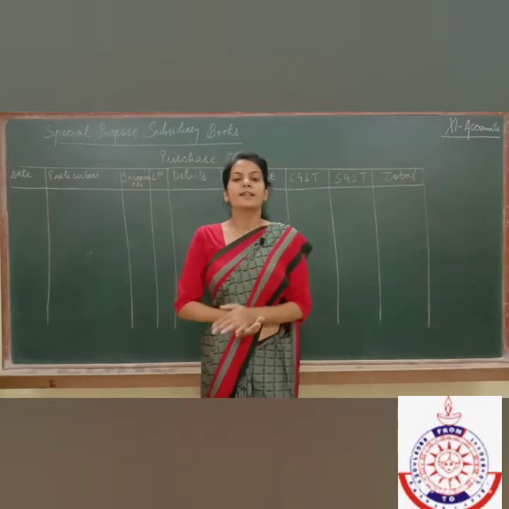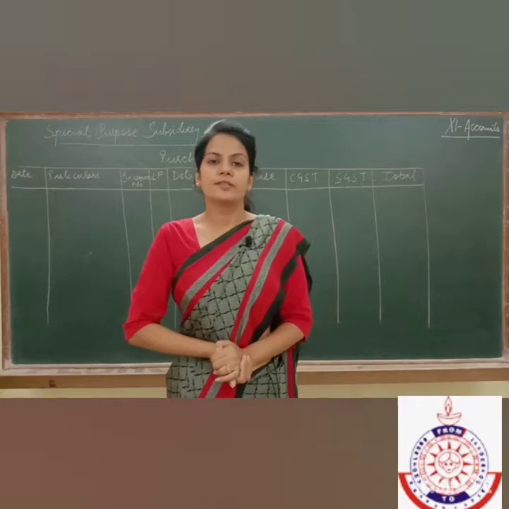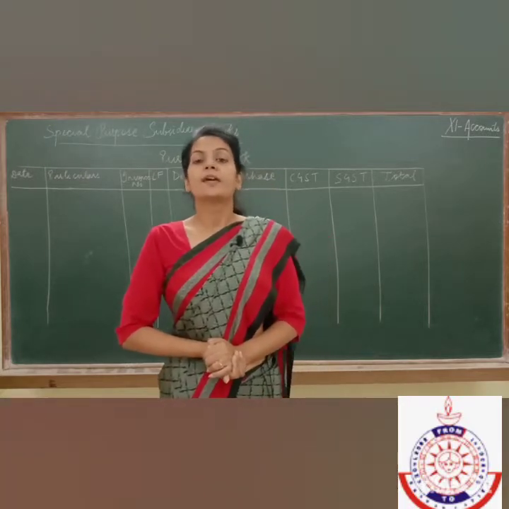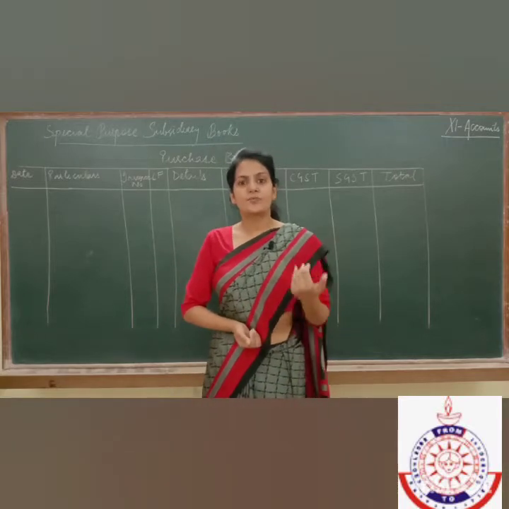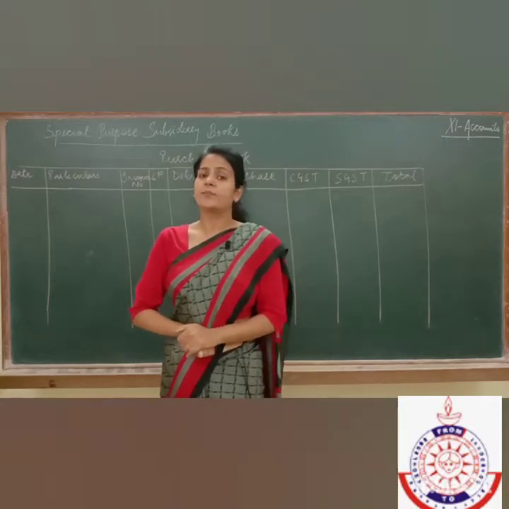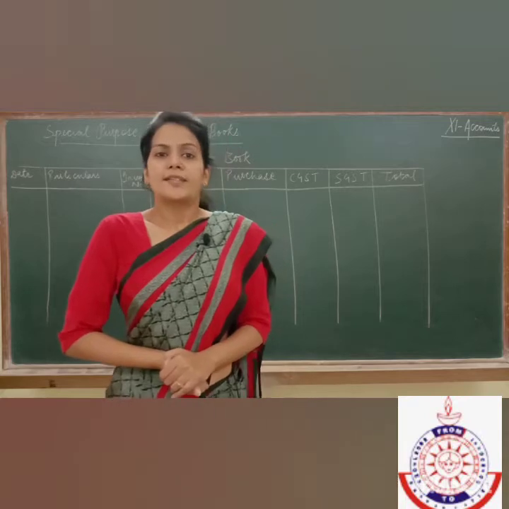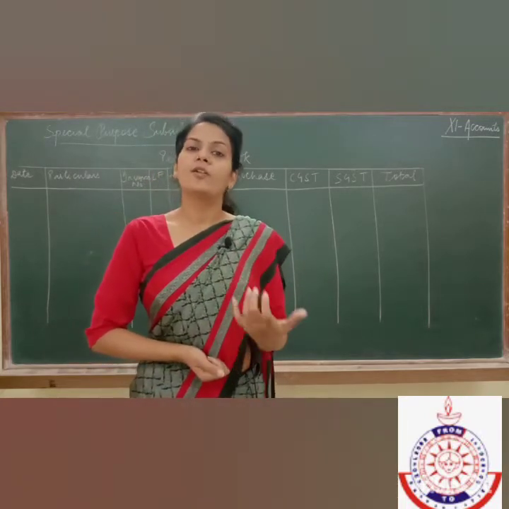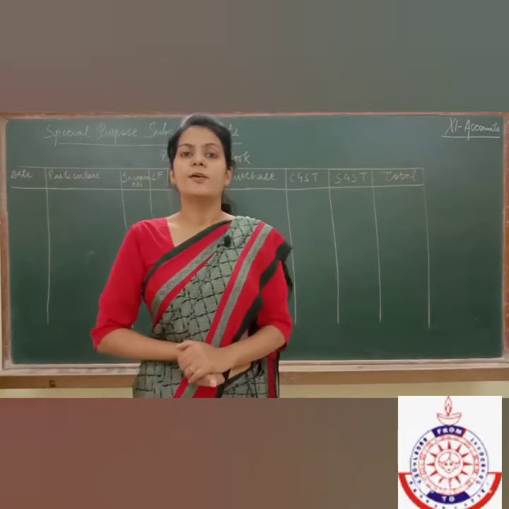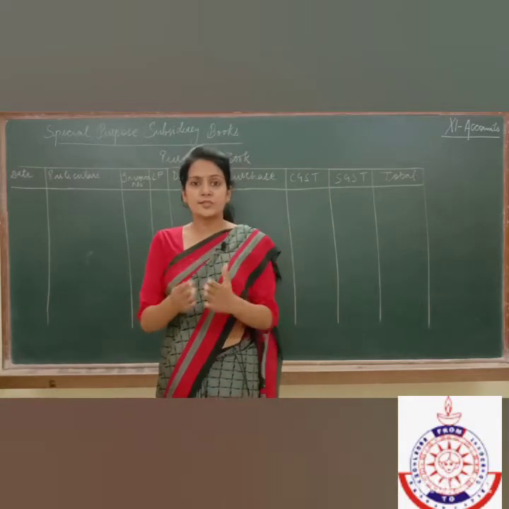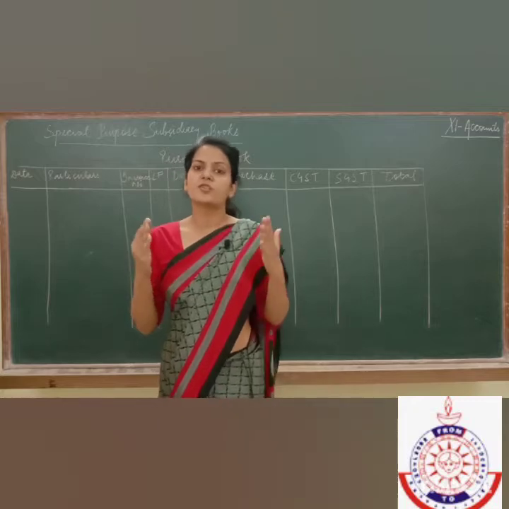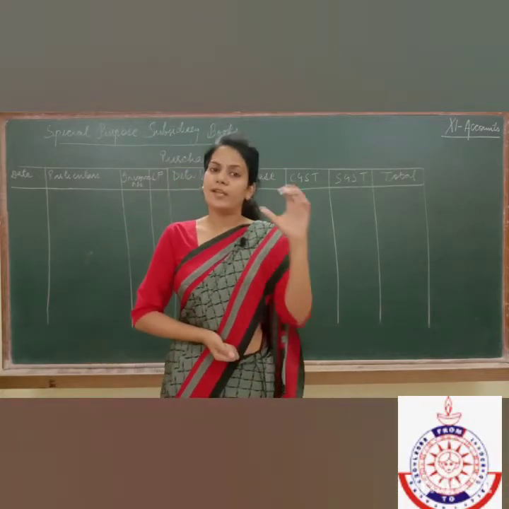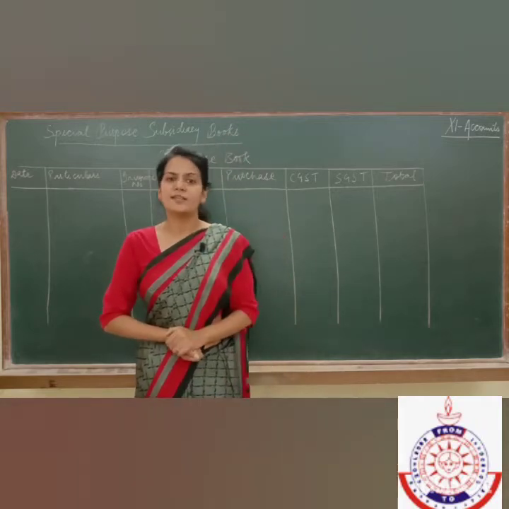Namaste students. Now let us start with the next chapter, that is special purpose subsidiary books. You remember that when we were doing the chapter ledger, what did I tell you in the beginning itself? That when the size of business is large, it becomes very difficult to record all the transactions in one book. Why? Because when the size of business is large, then transactions are too many. Then in that case, it becomes very difficult to record everything in one book only, that is journal.